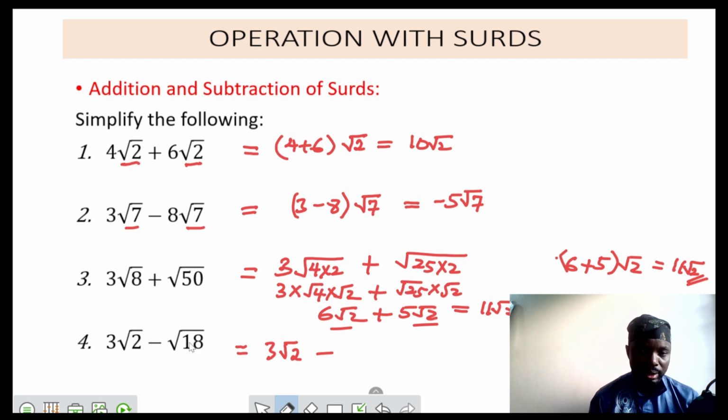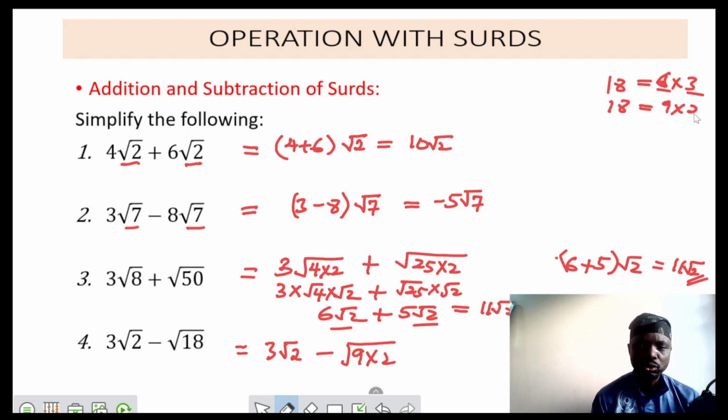Then this one, root 18, can be split into what? Into 9 times 2. You see, 18 can also be 6 times 3, which will give 18, but none of these is useful. We cannot reduce them. Neither 6 nor 3 is a perfect square, so they cannot help you. The only one that can reduce it is when you use 9 and 2, because 9 is a perfect square, right?